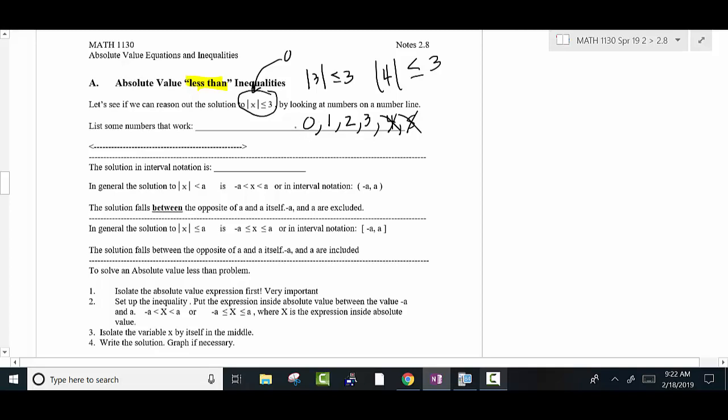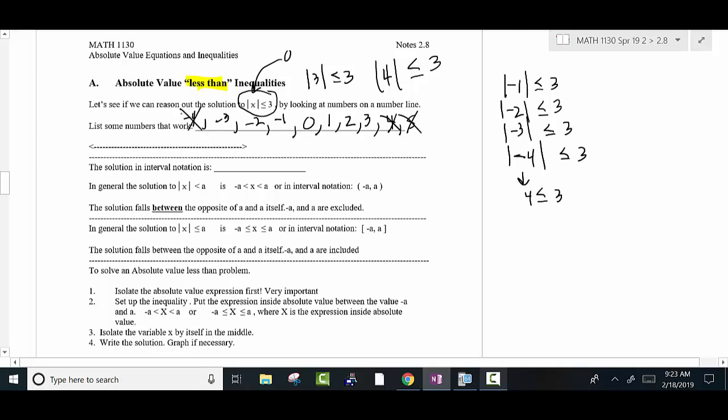Now let's do some negative numbers. Sometimes students will jump to conclusions and think all the negative numbers work, but they don't. They quit working at a certain point. So if you did -1, that's definitely true, right? -1 works. -2, that definitely works. -3, that works because 3 is equal to 3. But what happens if you go to absolute value of -4? Does that work or not work? It doesn't work because that's 4, and 4 is not less than 3. So it stops working once you get below -3.